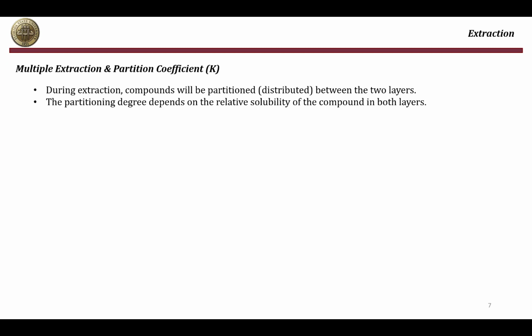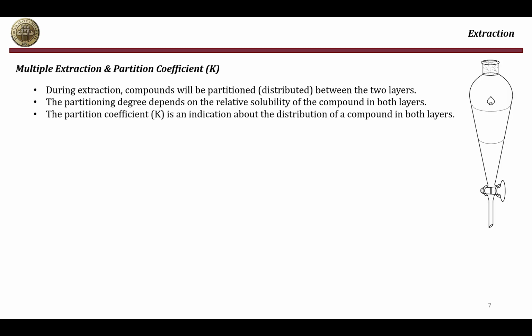Usually multiple extraction is preferred over a single extraction, and this is because of something called the partition coefficient. During the extraction, compounds will be partitioned or distributed between two layers. The partitioning degree depends on the relative solubilities of those two compounds in both layers. The partition coefficient K is an indication about the distribution of a compound in both layers.